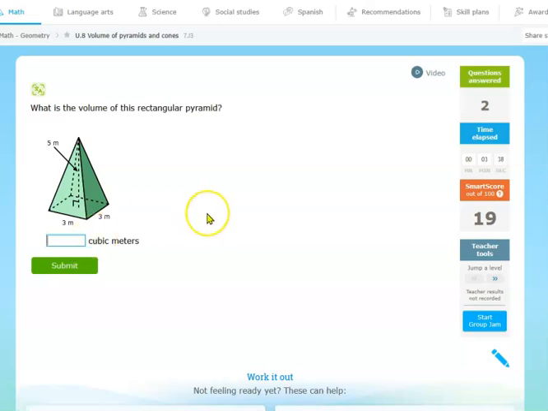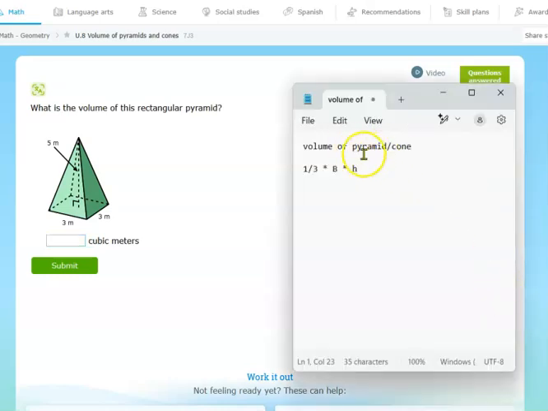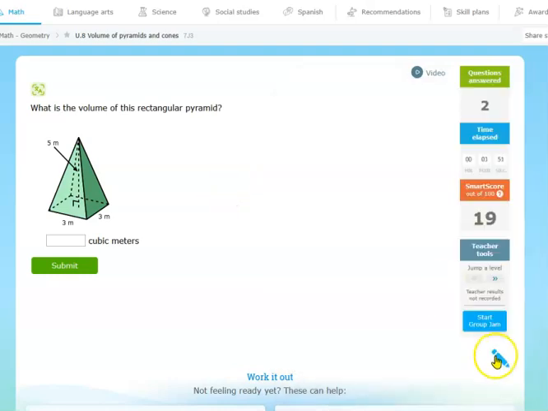Okay, next up, it says, what is the volume of this rectangular pyramid? So the volume of a pyramid or a cone, regardless, is 1/3 the area of the base times the height. So let's put this up here. We need to know the area of the base, and we need to know the height. Let's start with that height. Height is just the vertical distance from the vertex down to the base, so it's just going to be 5. And then what's the area of the base?